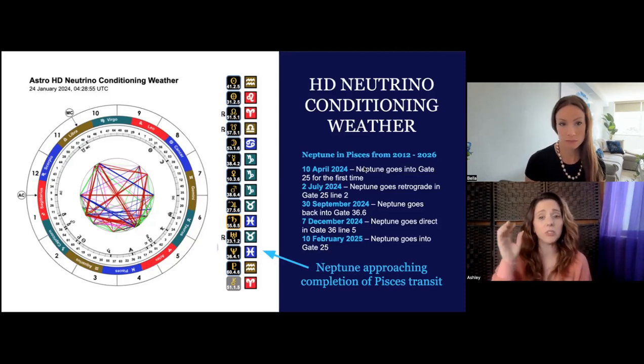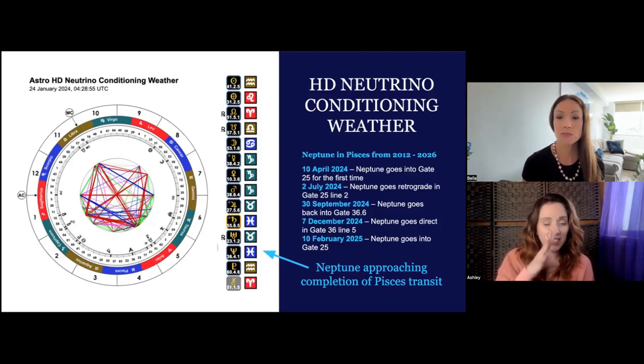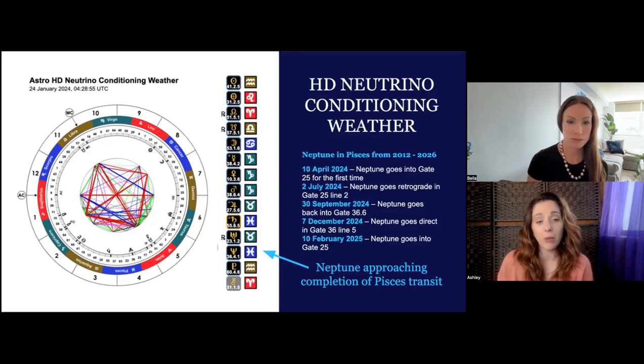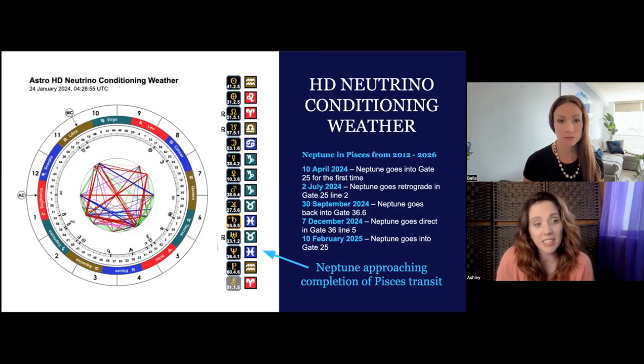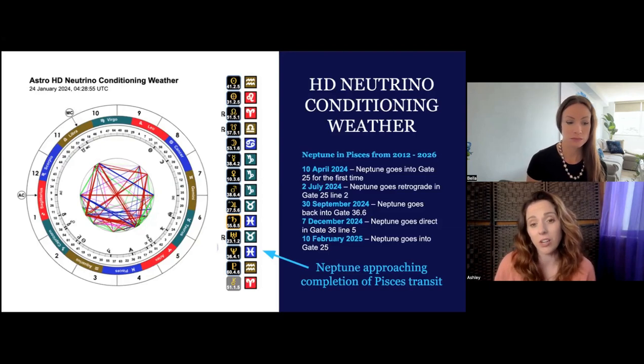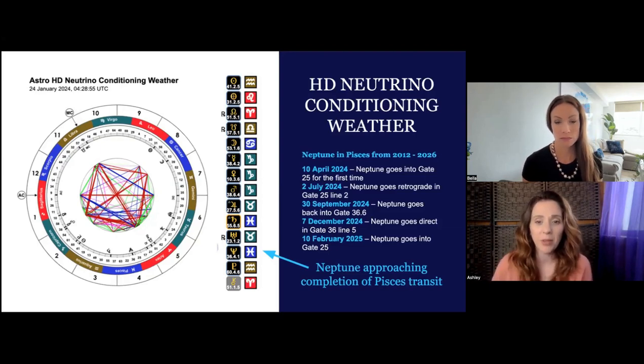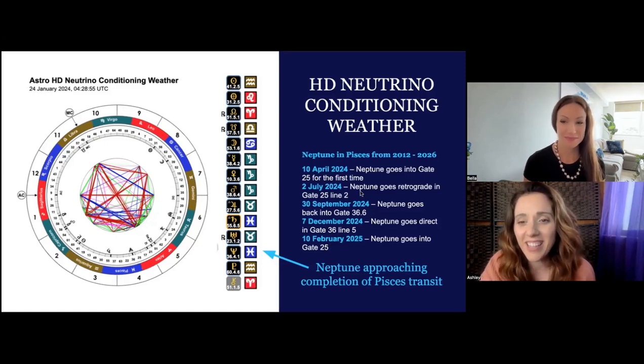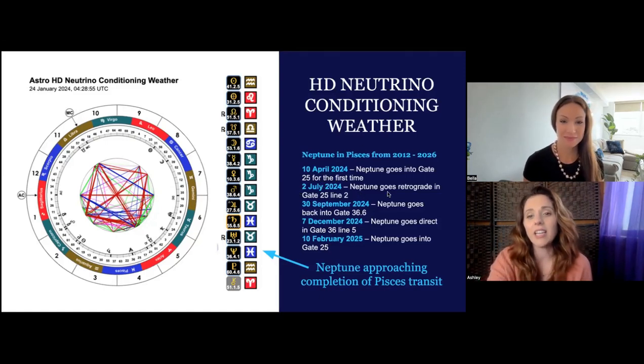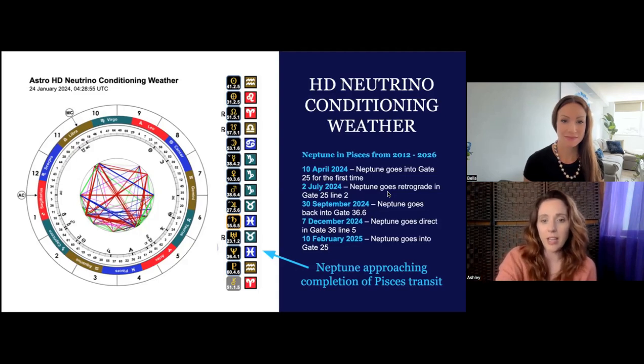It's been in gate 36 for years. And I don't know about you, but my evolution sphere is the 36. So I'm curious to see, once Neptune gets off of that conjunction on my conscious Earth, what's going to happen when it goes into 25 on top of my North Node. But that's neither here nor there. July 2nd, it's going to go retrograde, and then it's going to go back into gate 36 in September of this year. Then it'll go direct, and then it'll start moving back into gate 25.